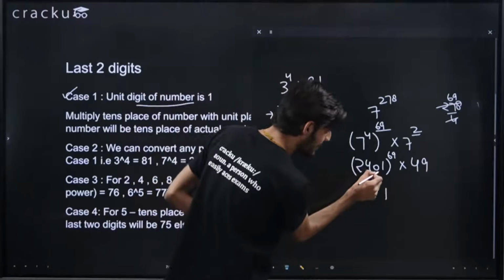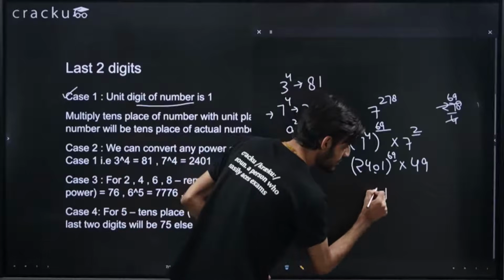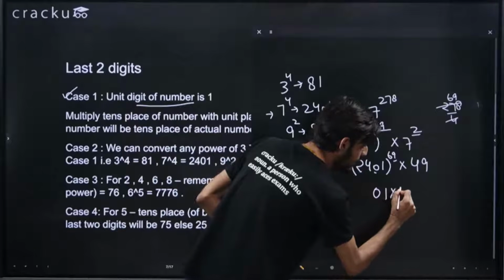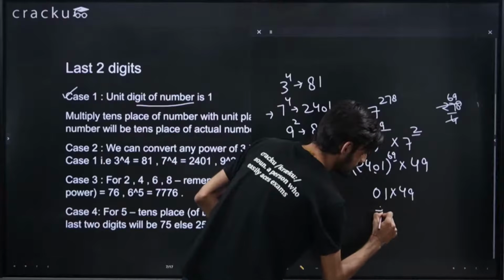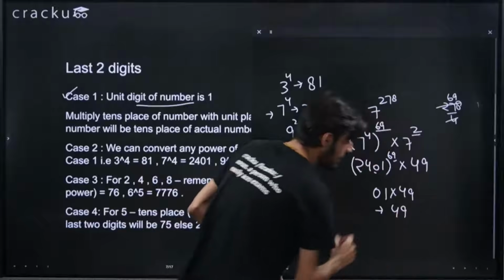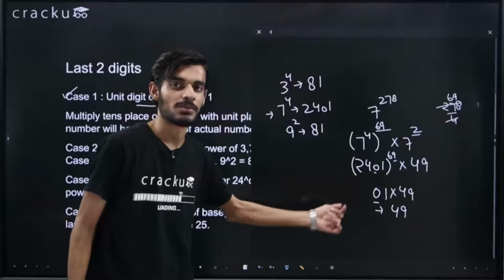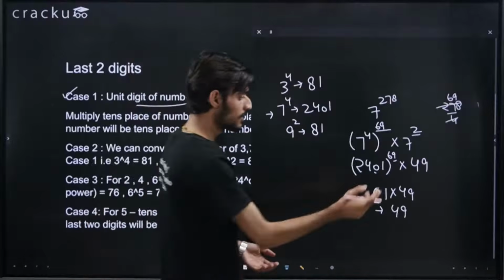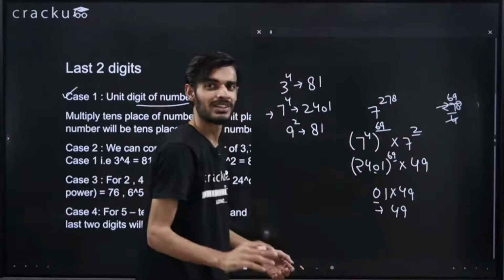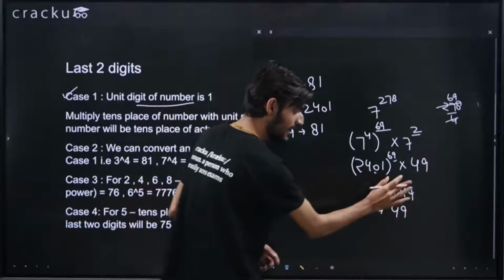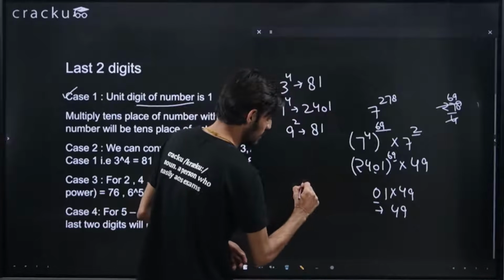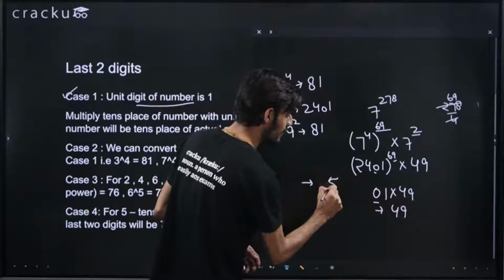Now, we need to multiply this 0 by 9. So this will, of course, be 0. So we need to multiply this by 49. So, of course, this will come out as 49, just because the unit digit here was 0. So I thought if I take an example, it will be more clear to you. So let's say if the final answer comes out to be in a single digit, let's say by doing all these calculations, the final answer comes out to be maybe 5.